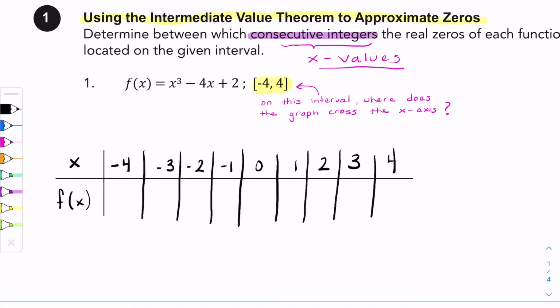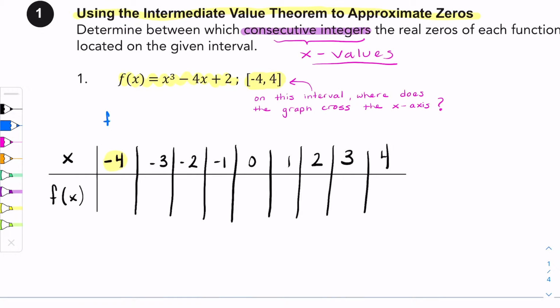All right, when I test all of these, I'm testing them in the function. So I am substituting -4 into this function. For the first one, we would evaluate this function at f of -4. We would simplify it as (-4) to the power of 3 minus 4 times -4 plus 2. And we would simplify that. Our output would be -46.